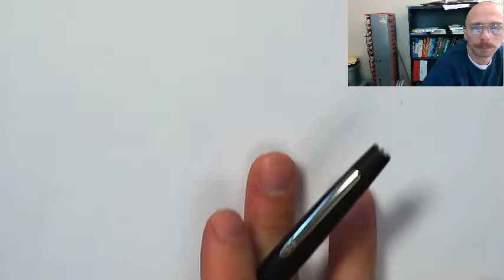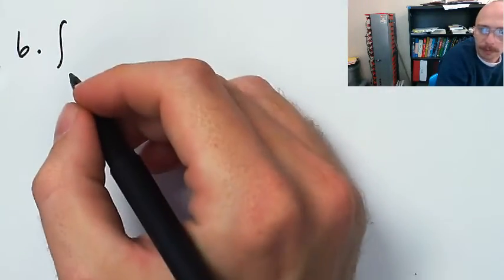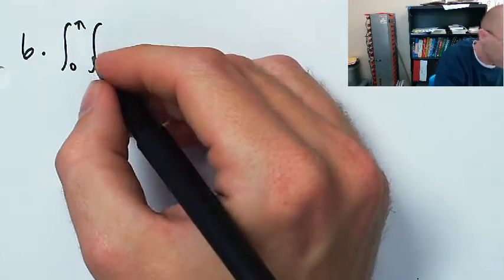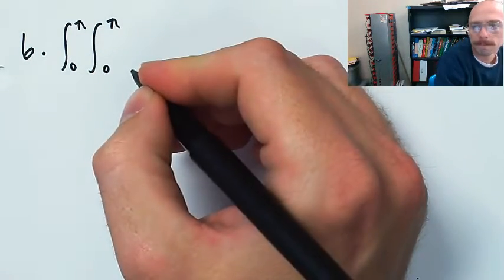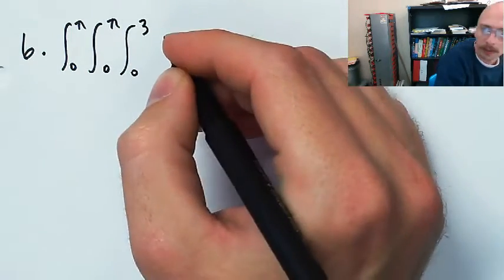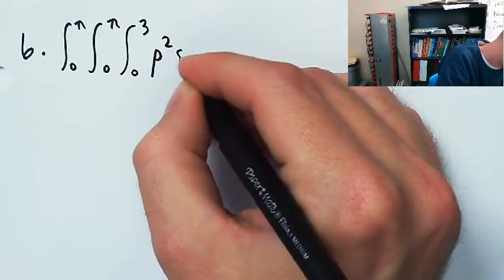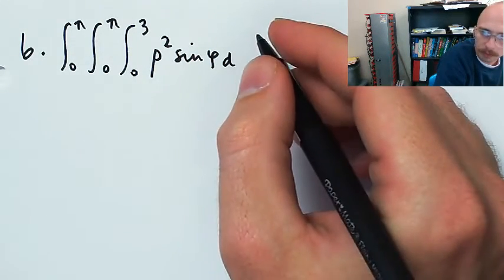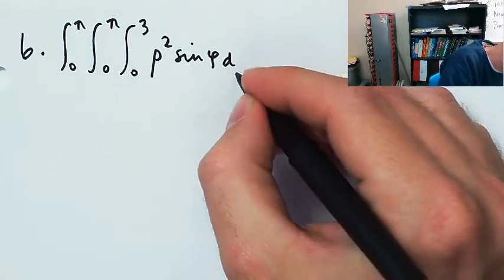Right, number 6. A sphere with radius 3 has volume 36 pi. Okay, that's true. So find the value of the integrals. Okay, so theta going from 0 to pi, phi going from 0 to pi also, and rho going from 0 to 3. All of these are rho, phi, theta.